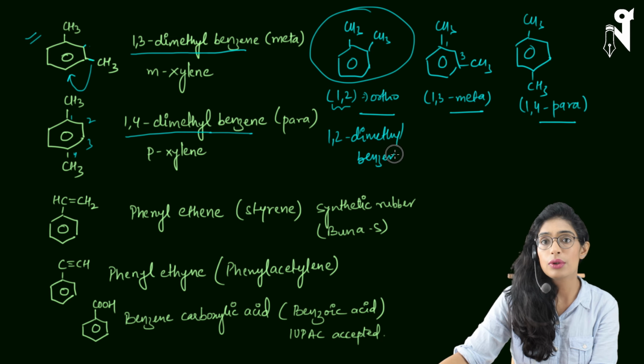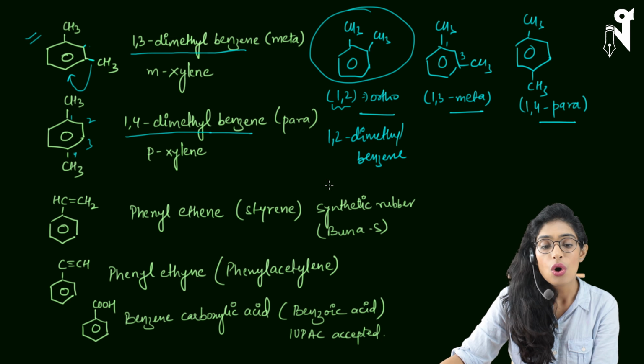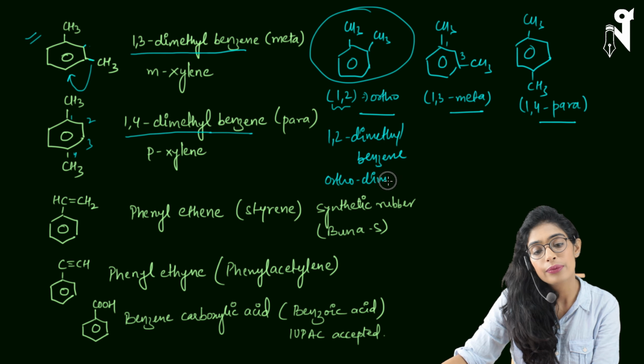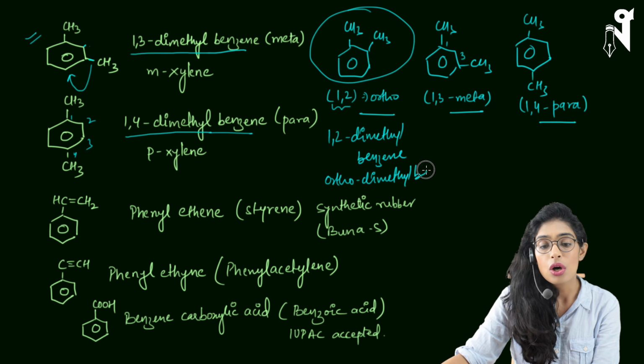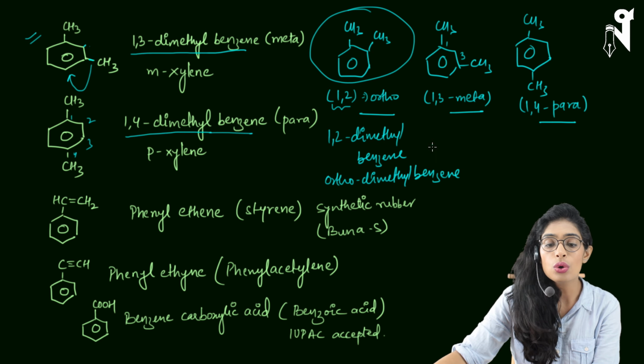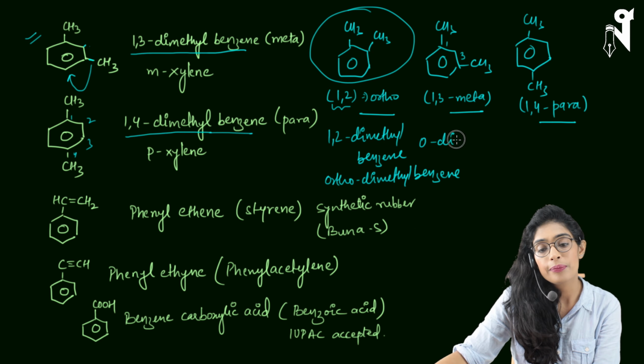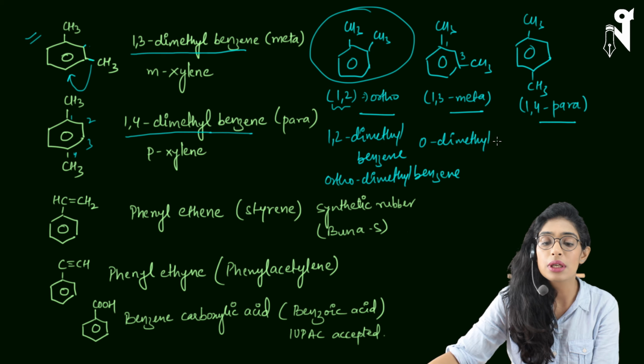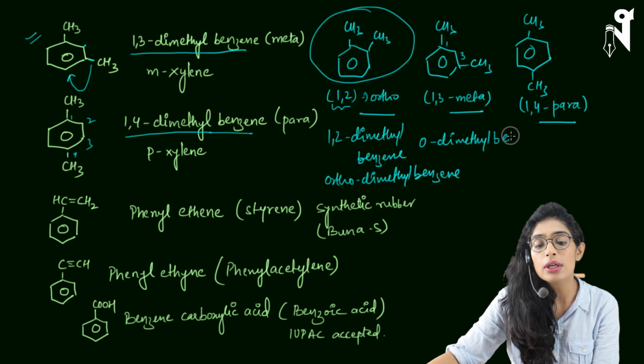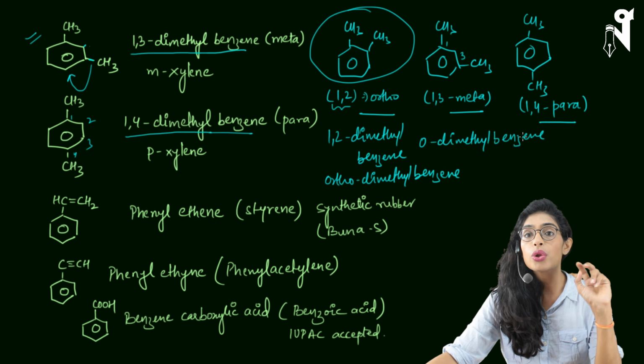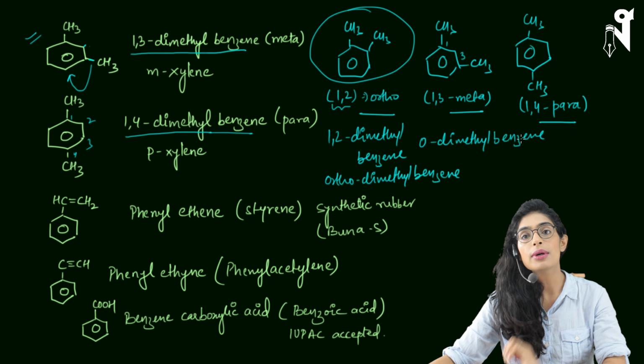Instead of this, we could also name it as ortho dimethyl benzene, or simply write O dimethyl benzene. Now, what does it mean? It means that there are two CH3 groups on the ortho position. So ortho means 1, 2 position.